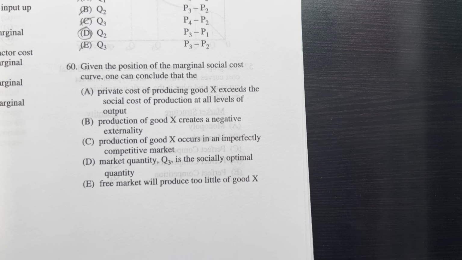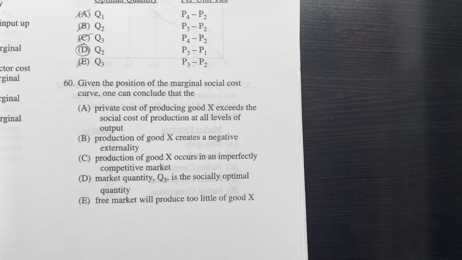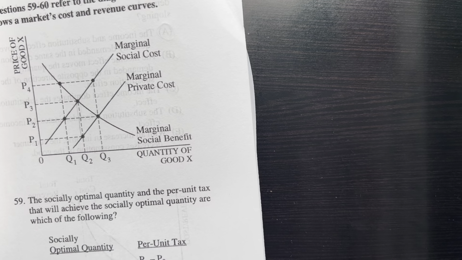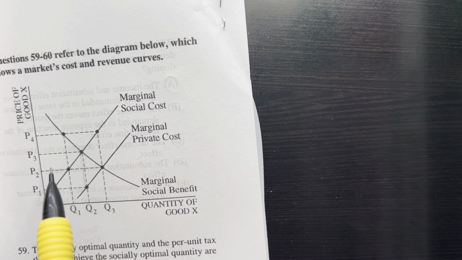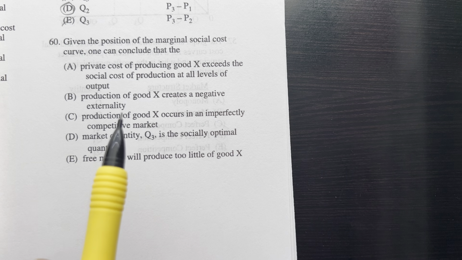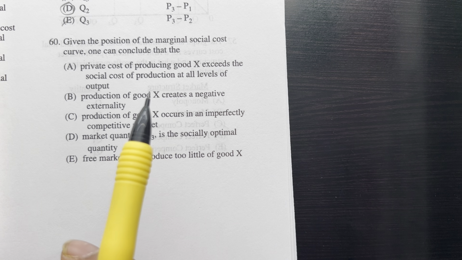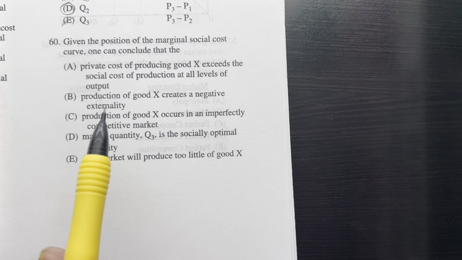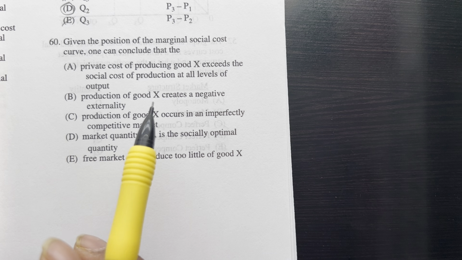Last question. Given the position of the marginal social cost curve, one can conclude that this is more costs. So this is a negative externality. Private costs exceed the social costs. No. Production of good X creates a negative externality. Yeah, exactly what I said.